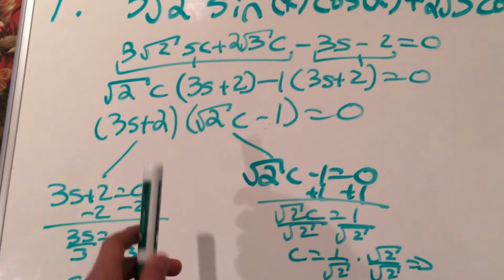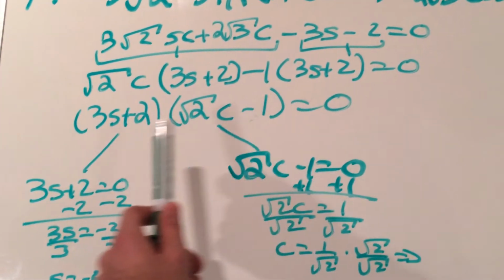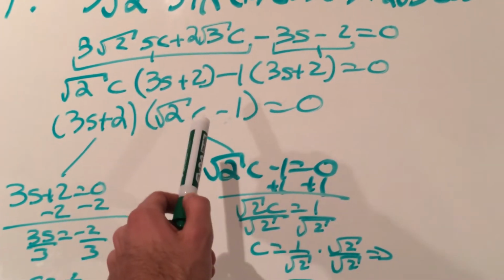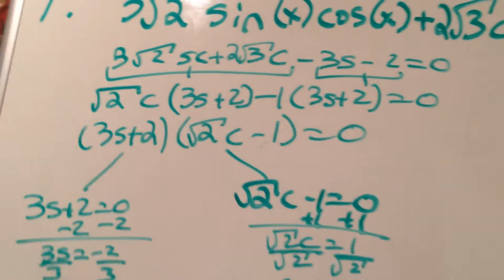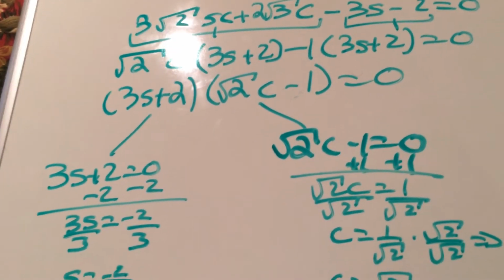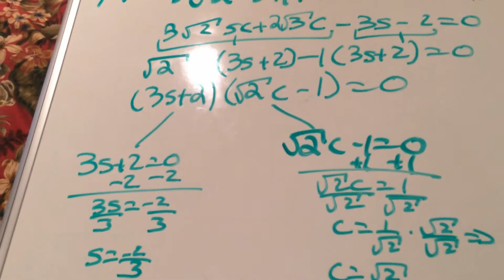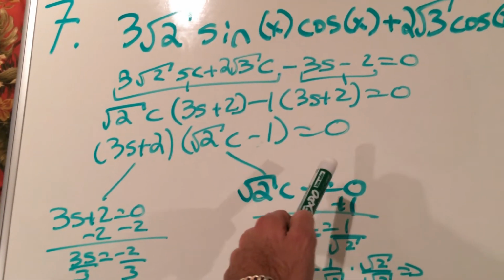Now, I can factor out the 3s plus 2 that both of these have. So I get 3s plus 2 times root 2c minus 1. This is known as factoring by grouping. We discussed this earlier this year, and I believe you all discussed this in Algebra 2. Now, we have factor times factor equals 0.